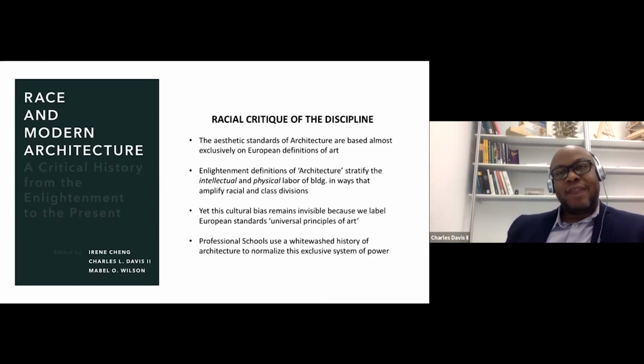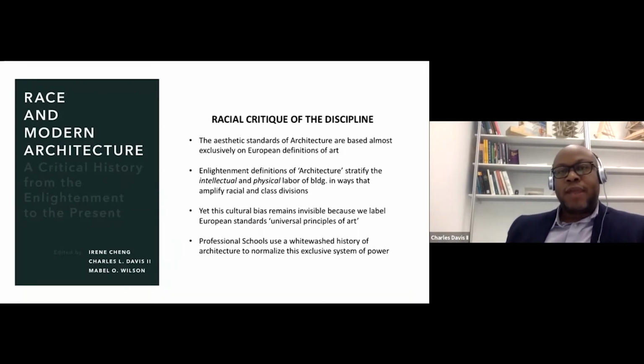One of the first things is that the aesthetic standards of architecture are based almost exclusively on European definitions of art. So even though the practices of design are global and international, the internal standards, the norms, are based on a European discourse. And that in itself is fine, but if we look at the third point on this list, the cultural bias inherent in that tends to remain invisible because we label European standards universal principles of art. And so it's the universality, the assumption that these standards will migrate and carry everywhere, that is really in question here.